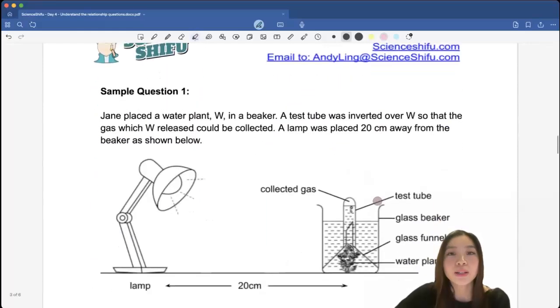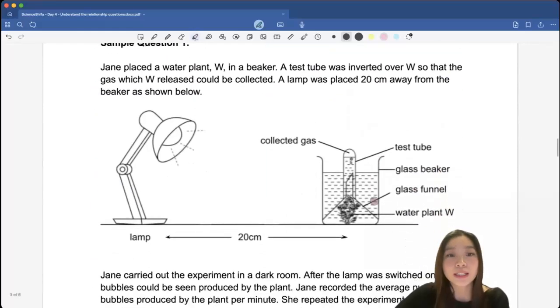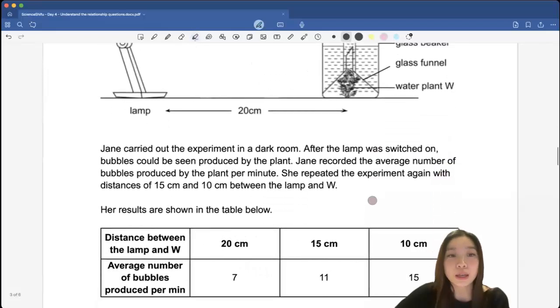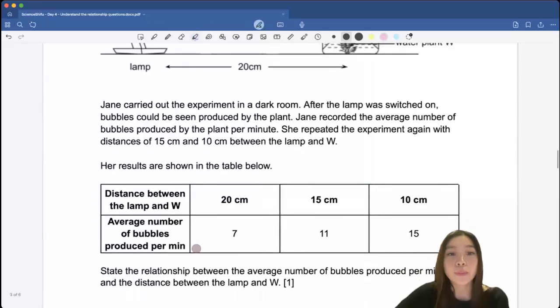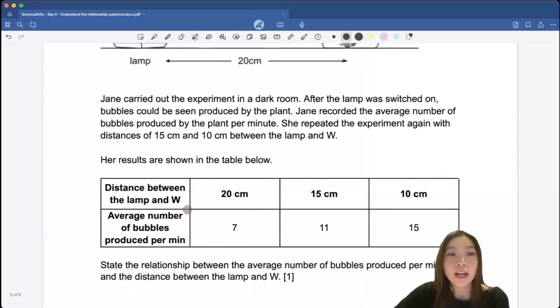Now let's move on to a sample question. I'm going to jump into the results. Here we have our two variables: the distance between the lamp and W, as well as the average number of bubbles produced per minute. First, they have to identify which is the cause and which is the effect. The cause would be the distance between the lamp and W, because this is what is being changed, which will then affect the average number of bubbles produced per minute.